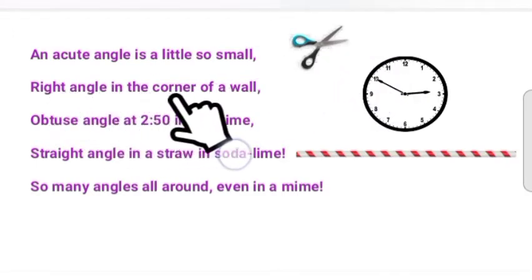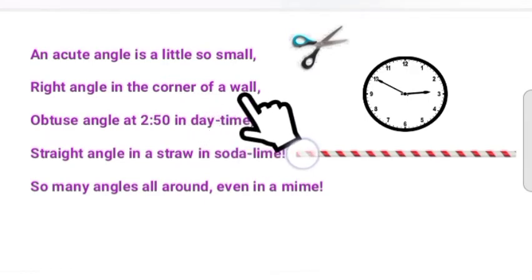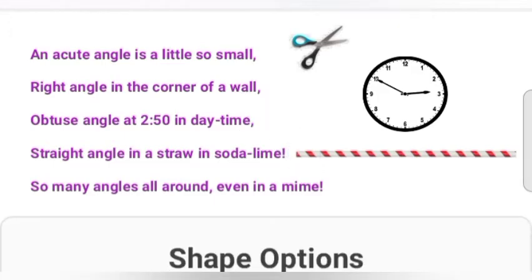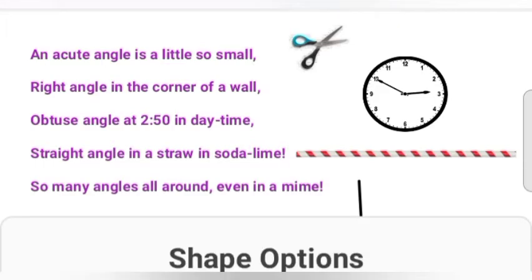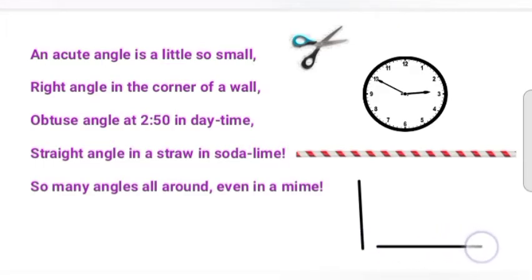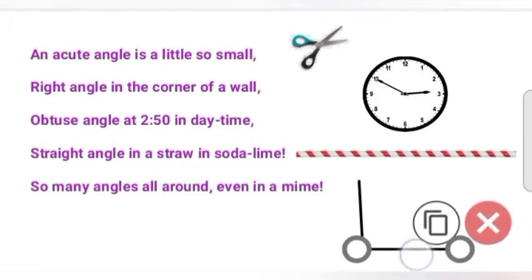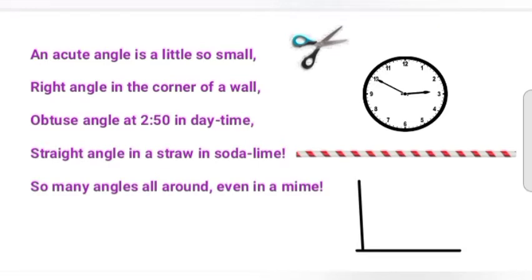Right angle is the corner of a wall. Look at the corner of your room. It looks like this, isn't it? It is perpendicular, it is called perpendicular. So this is a right angle. This is a right angle.